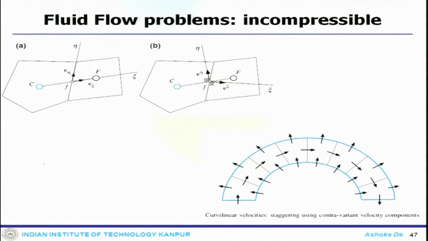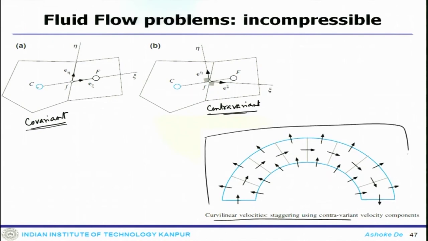So, here you can see an example of a cell element, and the components shown here are the covariant component and this is the contravariant component. The covariant component goes in this direction, the contravariant in the other direction, and you can have a specific way to calculate these covariant and contravariant components using your transformation system. And if you use the covariant and contravariant components in the curvilinear system, then this looks like a perfect staggering arrangement which does not have any problem, or you may not have the alignment of the flow field with the geometric curvature at all.